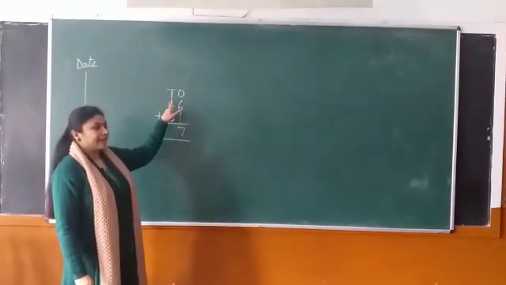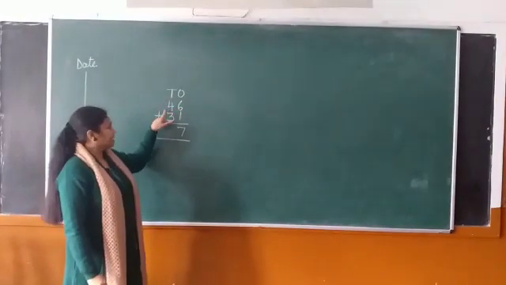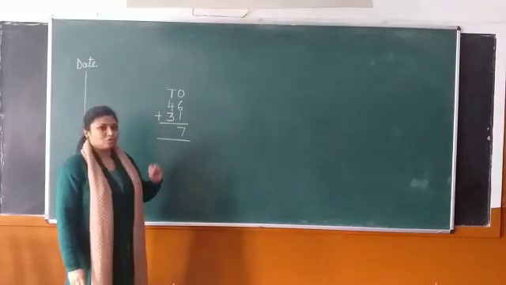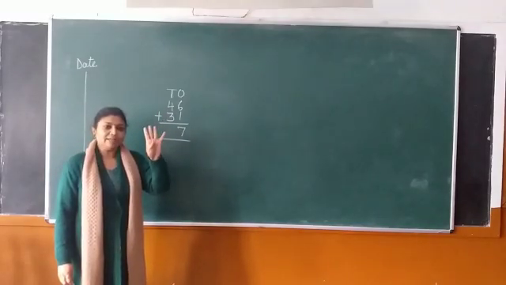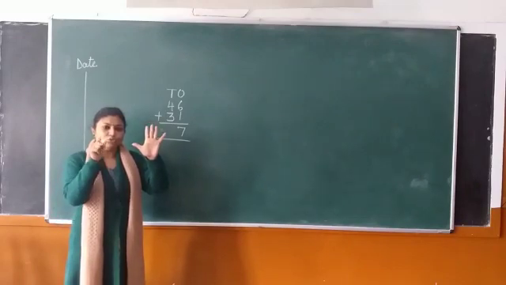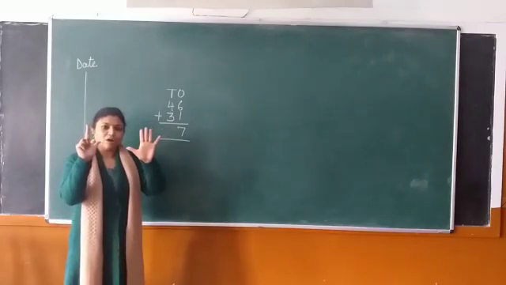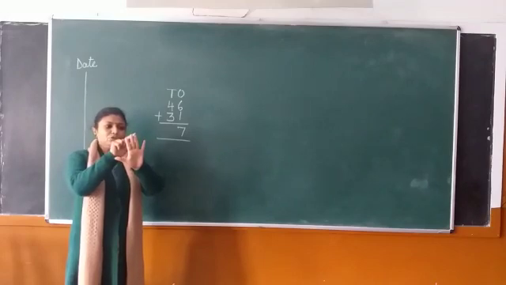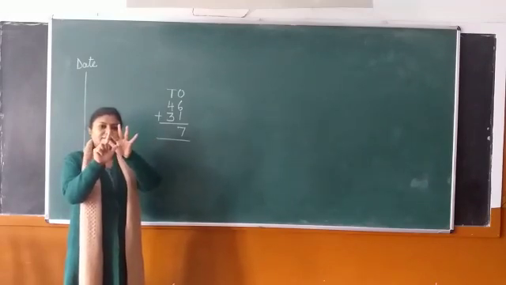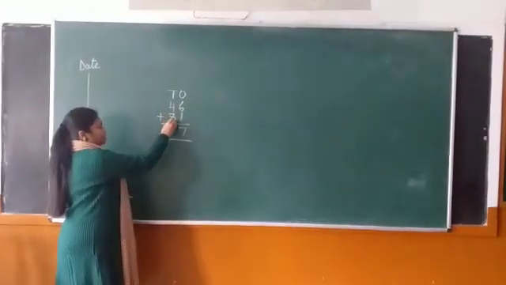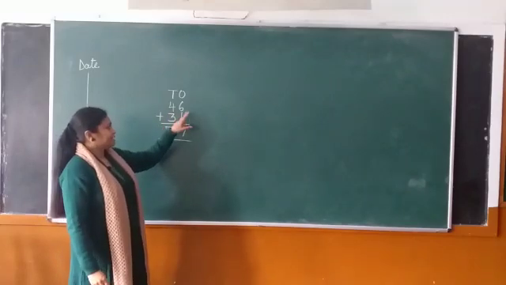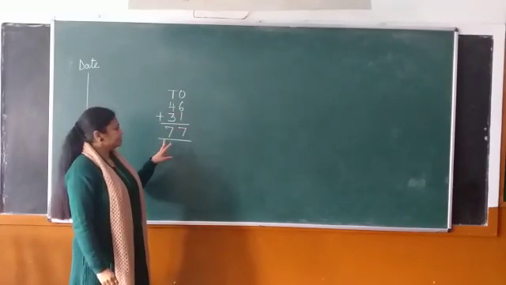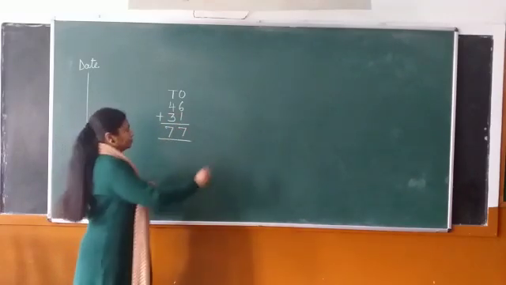Now the numbers again under tens, that is 4 plus 3. So again we will count 1, 2, 3, 4 and 3. 1, 2 and 3. So let's count them together. 1, 2, 3, 4, 5, 6, 7. So that is 4 plus 3 is also 7. So 46 plus 31 is 77.